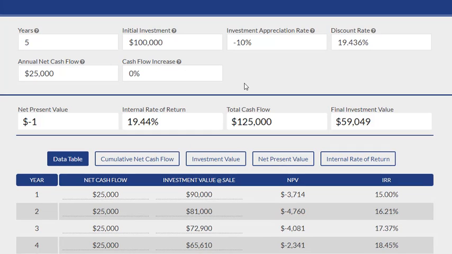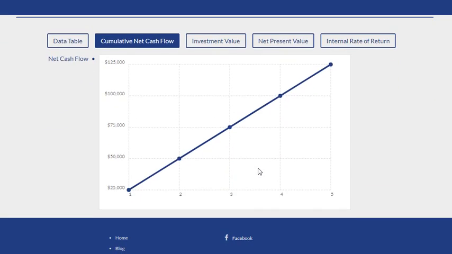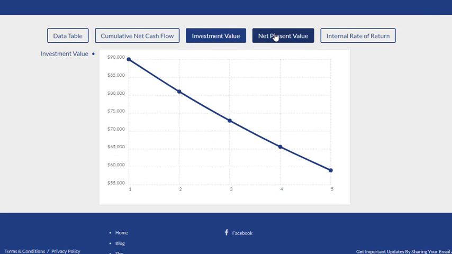Now that you can see the relationship between net present value and internal rate of return, we hope that helps you gain a better understanding of IRR. You should also check out the charts to see how NPV and IRR behave over the life of your investments and its projections. You can see those here. Just click on these buttons.